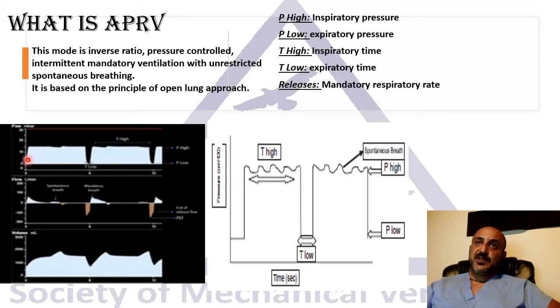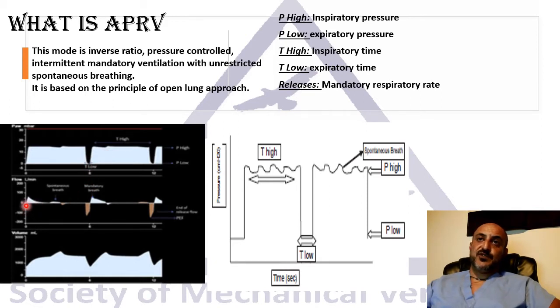In this figure, again, that's the airway pressure. As you can see, it's a pressure-controlled mode with a very long inspiratory time, definitely inverse ratio. Here T high is almost 5.6 and T low 0.4, so the ratio is almost 15 to 1 or more.